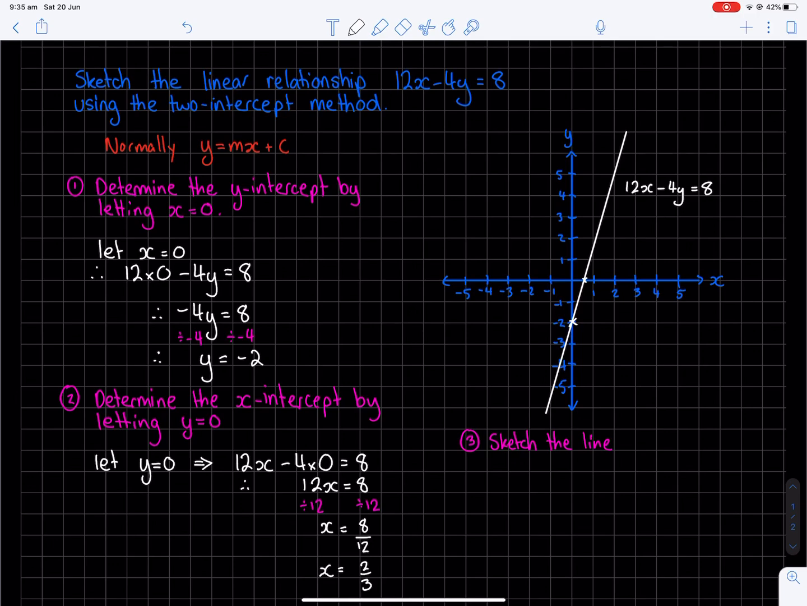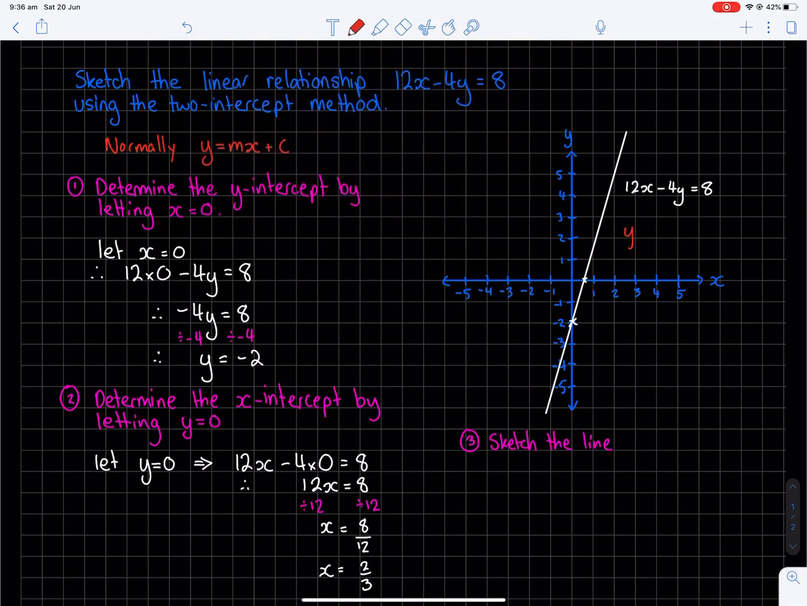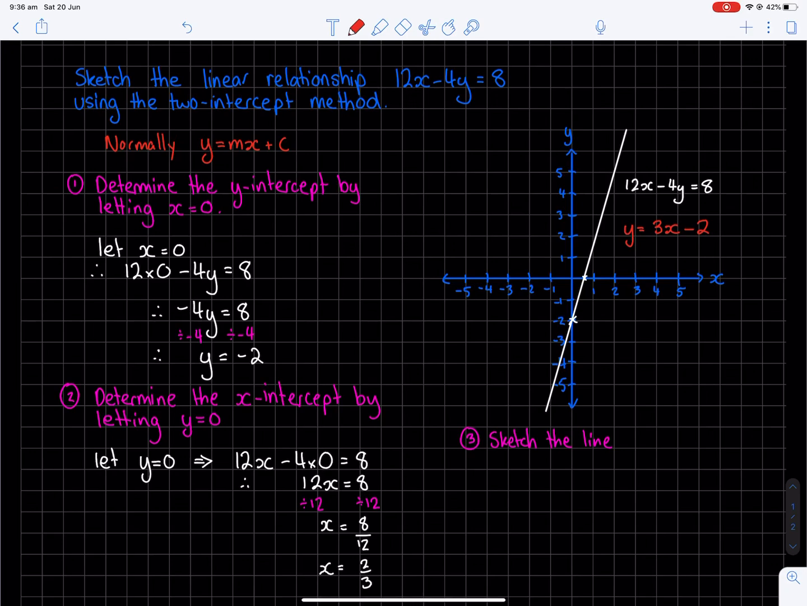And if you want, take the time to rearrange that equation for y equals mx plus c, and you'll find that that's going to be y equals 3x minus 2. Have a go at rearranging that to see if you can get 3x minus 2. But that is essentially if you have an unfamiliar form of a linear equation with x's and y's, you can still sketch it without any rearrangement by using the two-intercept method.